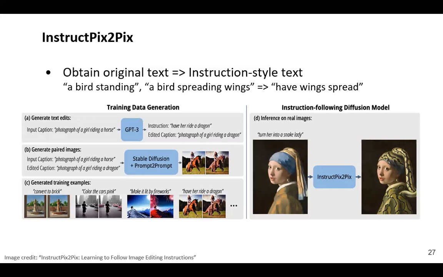And we previously mentioned there are some methods that we can use to edit the generated image, for example, prompt-to-prompt, and we can use the generated image as well as the paired edited caption to get a pair of samples, basically the bird standing and bird spreading wings, as well as the corresponding text instruction, so that we can train an image-to-image model that can understand instruction-style text editing instructions.